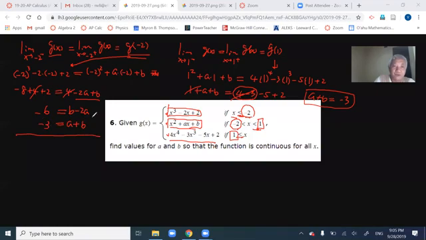Now we have two equations here. Solve for a and b. Okay, what I'm going to do is subtract. -6 minus -3 will be -3. The b minus b cancels. -2a minus a is -3a. So I get a equals 1.